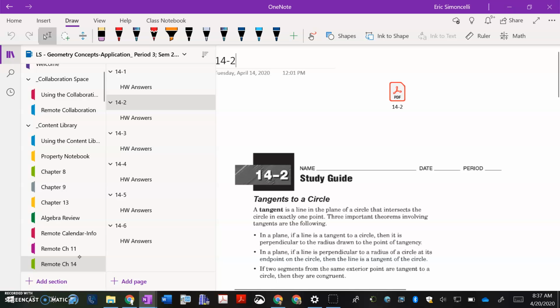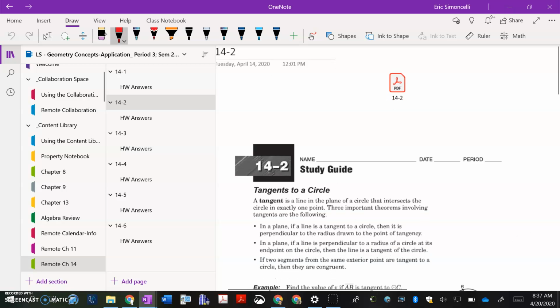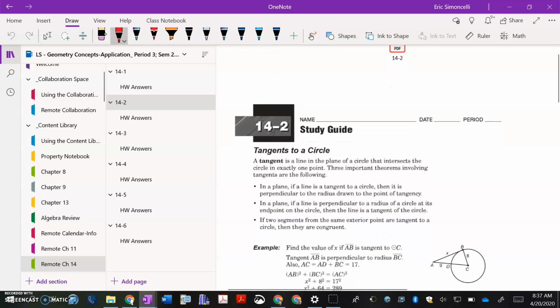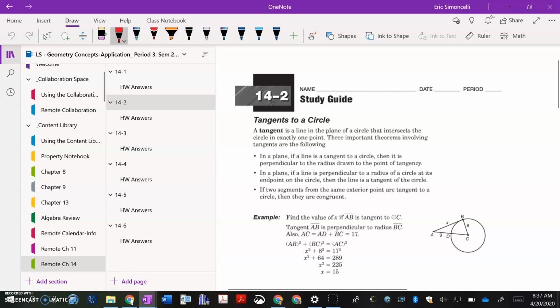So in section 14.2, we're going to be taking a look at tangents to a circle. What is a tangent? Well, a tangent is a line in the plane of a circle that intersects the circle in exactly one point. Three important theorems involving tangents are the following. In a plane, if a line is a tangent to a circle, then it is perpendicular to the radius drawn to the point of tangency.